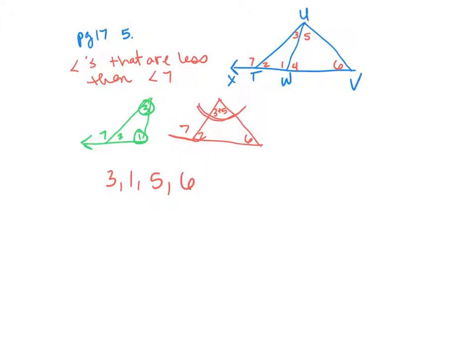That's the whole angle. What is the name of that angle up there? What is the name of him? 3 plus 5. It's 3 plus 5, but what is the name of that angle? U. So angle TUV is also less than 7. Because if you look at 3 plus 5 and 6, it's equal to 7, okay?